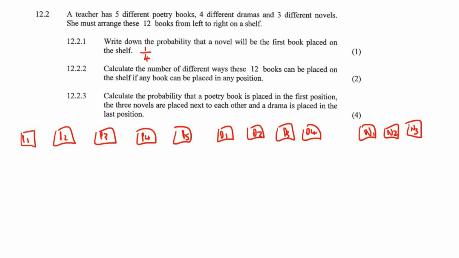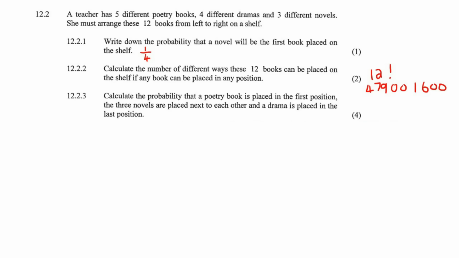So if you have 12 different things in front of you and you have to arrange them, your answer is just going to be 12 factorial. Or you could say 12 times 11 times 10 times 9 times 8, but we're not going to divide or anything like that. There's no repetition. And so that's a big number, 479001600.